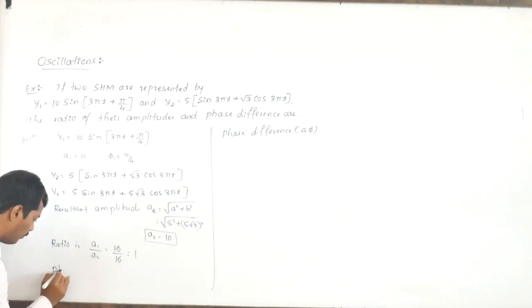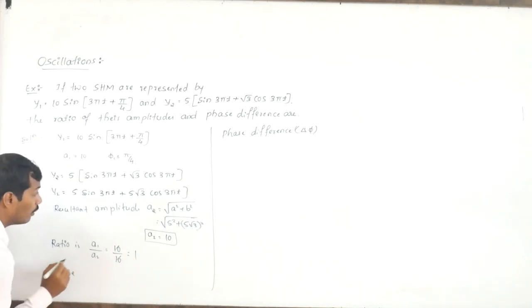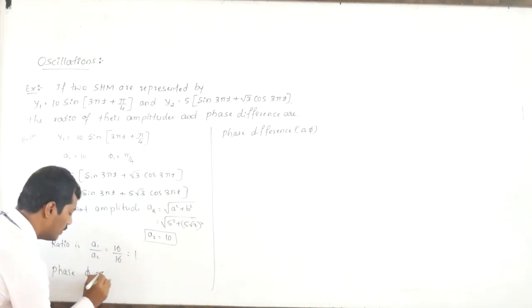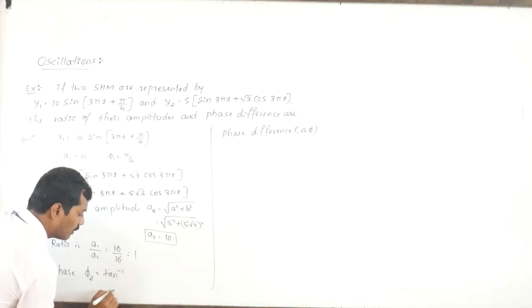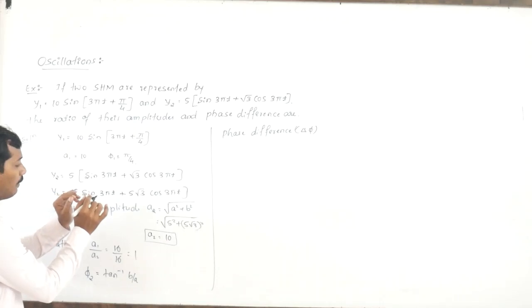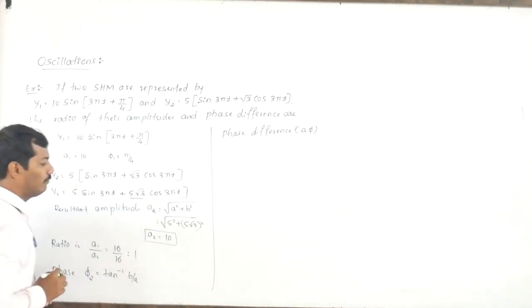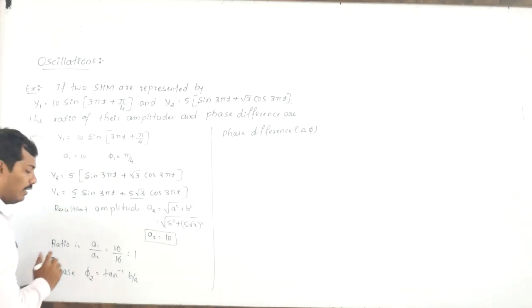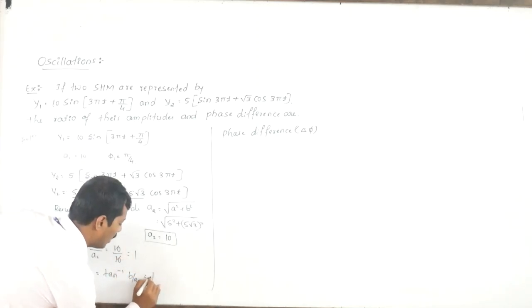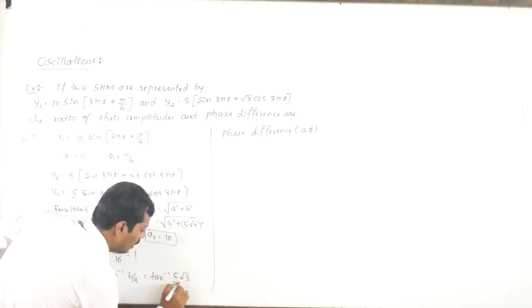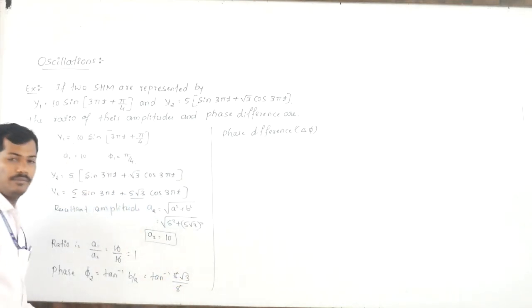Now the phase of the given equation, our form is already there. Phi 2 is equal to what? Tan inverse of b by a. Here b is phi root 3, and a is phi. So phi 2 is equal to tan inverse of phi root 3 divided by phi, with phi cancelled.